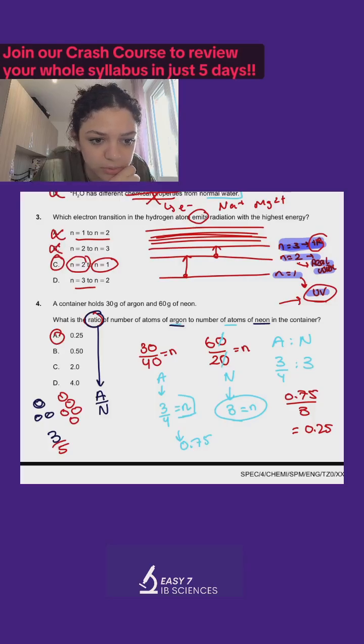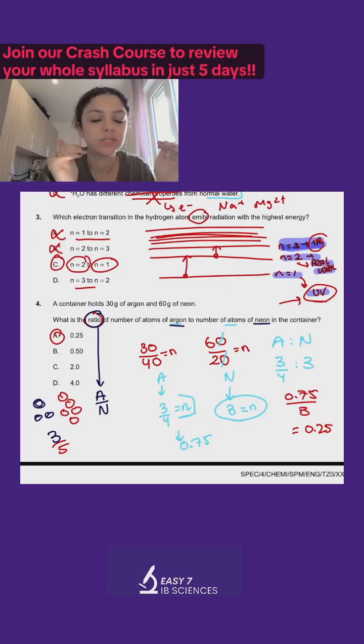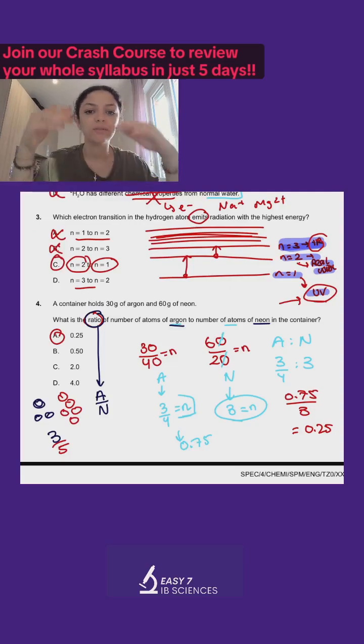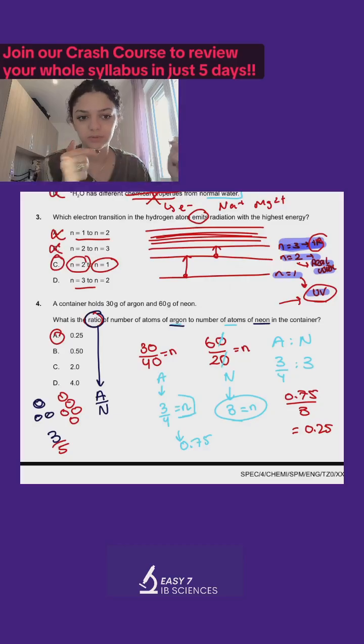I can also use Avogadro's number to find the... I would not use Avogadro's number because then it would get too complicated. And also, what's nice about Avogadro's number is that it's the same, 6.02 times 10 to the 23. So even if you multiply both of the moles by 6.02 times 10 to the 23, it's kind of redundant. You're just doing an extra step. Yes, it makes sense. Yay, okay, good.